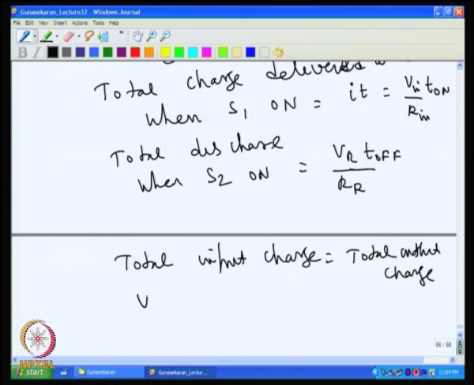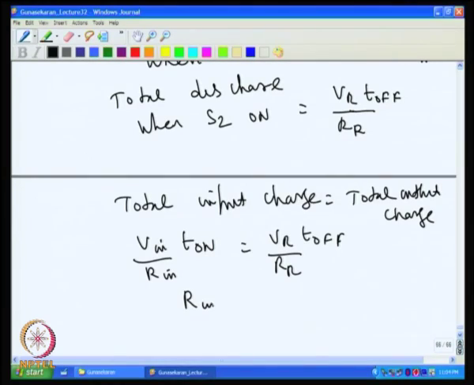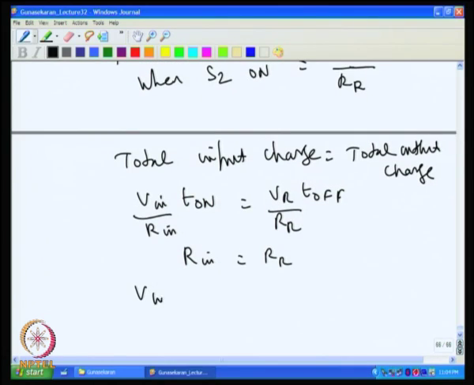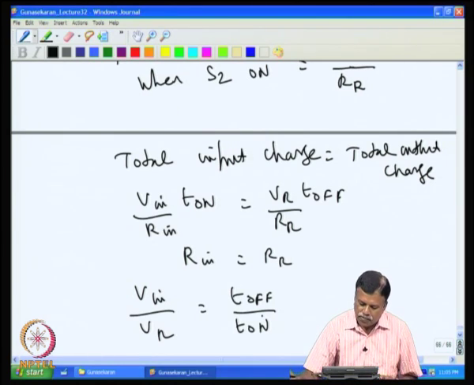That actually makes V in by R in into T on must be equal to V R by reference resistance into T off. So, essentially if R in is equal to R R, then we will get V in by V R will be equal to T off by T on. The ratio of the voltage is actually now controlled by the ratio of the time, that is, what was the on time and what was the off time.